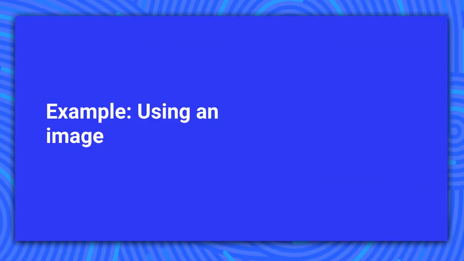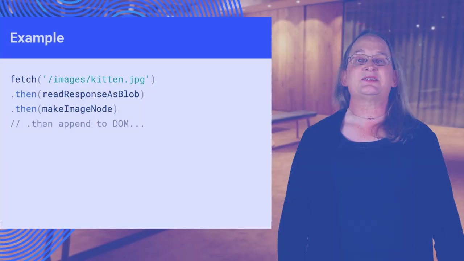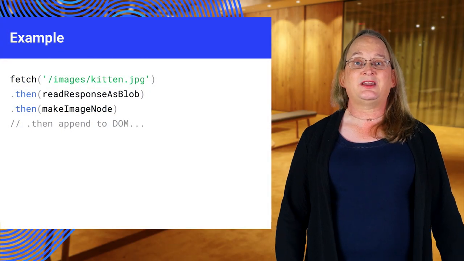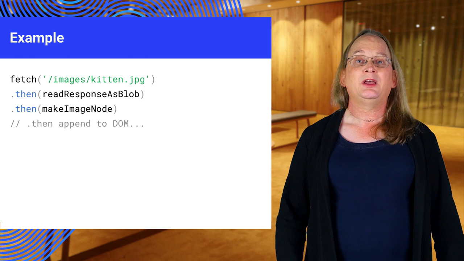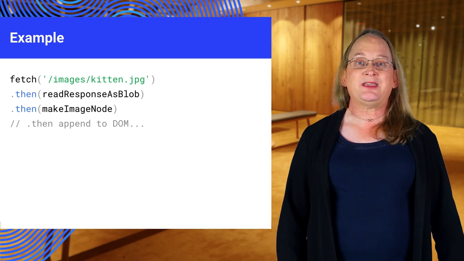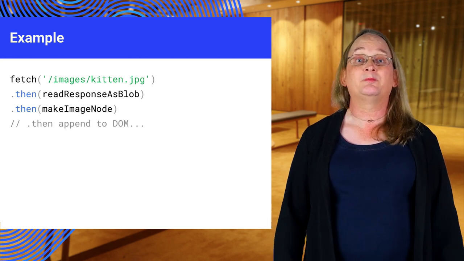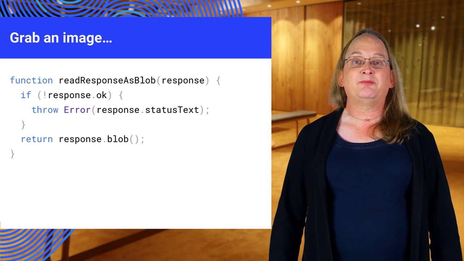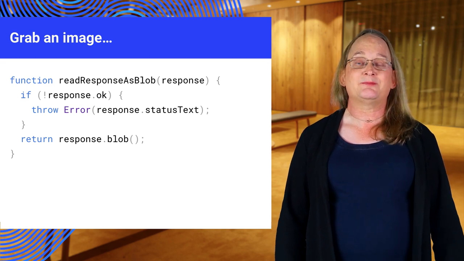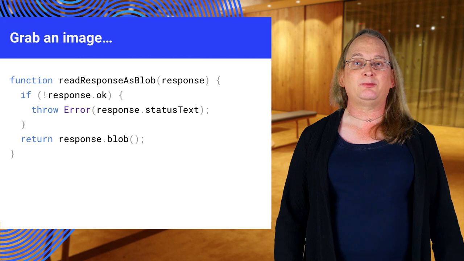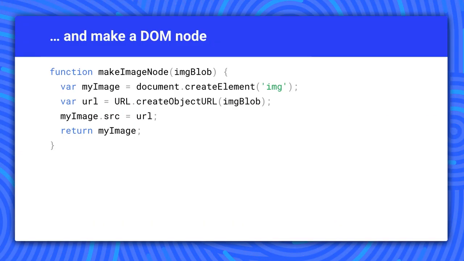Here's one quick example to review the Fetch API. This example gets an image, extracts the data, and appends it to the DOM. The readResponseAsBlob and makeImageNode are functions that we wrote. The readResponseAsBlob function extracts the data from the response, but first it throws an exception if the input response is not in the 200 range. We pass that data to makeImageNode.